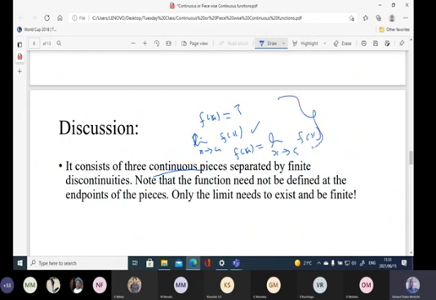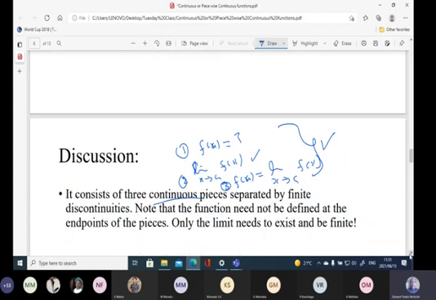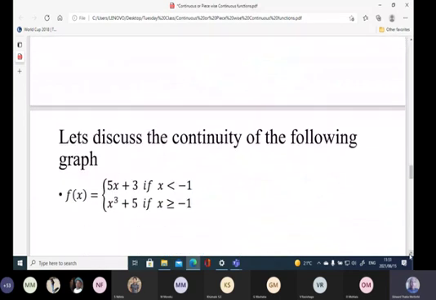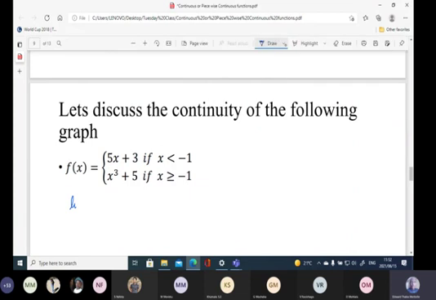So if we have these 3 points, then we can conclude that the graph that we have above, something like this, is continuous. So we have to prove these 3 points. Then we conclude that the given function is continuous. Now let's start with this one. Let's discuss the continuity of the following function. Okay, like I said there, now I'm going to determine the limit.